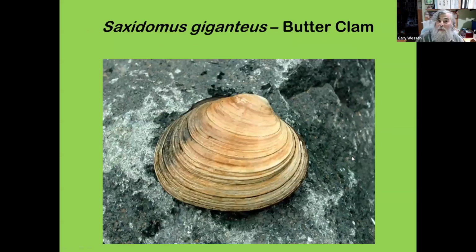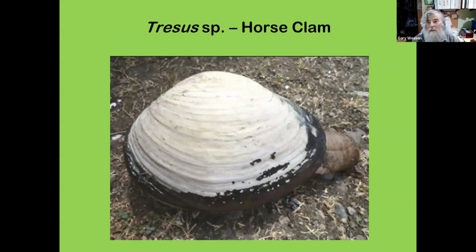The butter clam, Saxidomus giganteus. I don't think they've changed this name yet. These are also very common, both inside in Puget Sound and in the outer coast. They like slightly different substrates in the intertidal zone, but they're also very widespread. Horse clams. There's actually two different horse clams in Western Washington. This one is Tresus capax. There's also Tresus nuttallii. These are the largest clams that show up regularly in Western Washington shell middens.